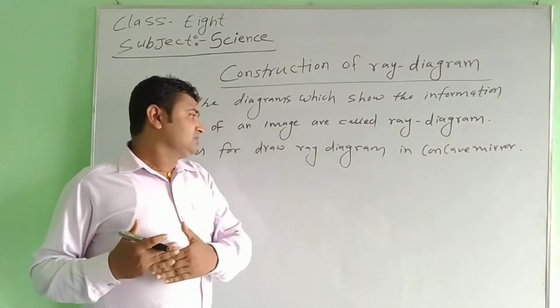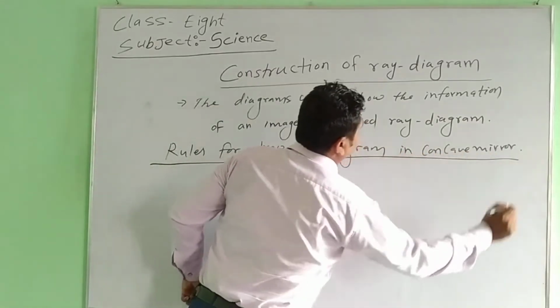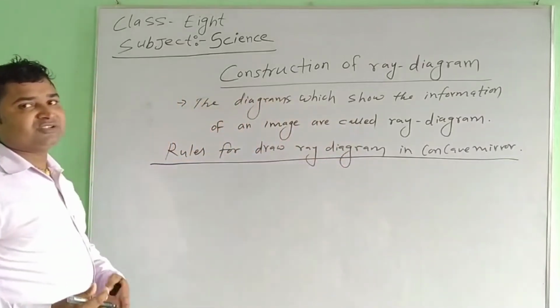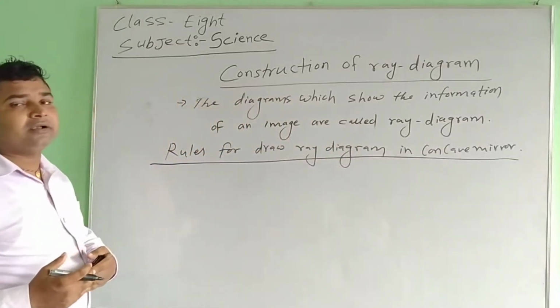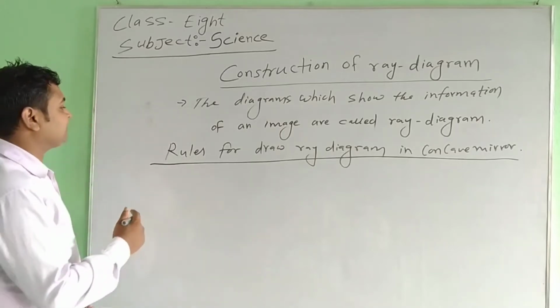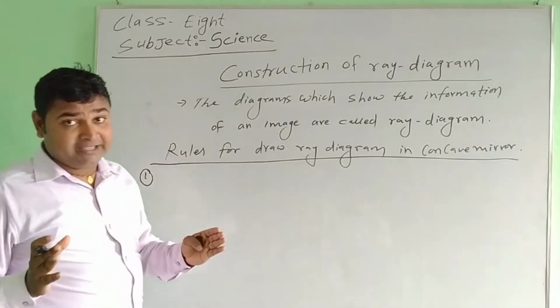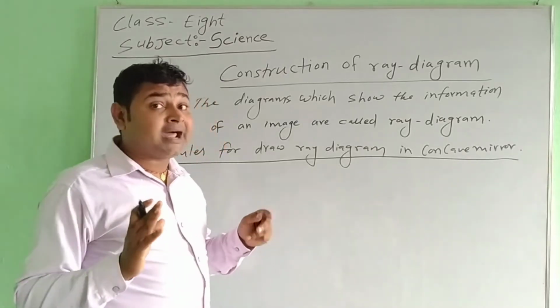So what are the rules for drawing the ray diagram in a concave mirror? First of all, let's read concave mirror, and after that we will read convex. So let's start the first rule. What is the first rule saying? First of all, try to understand, then write.